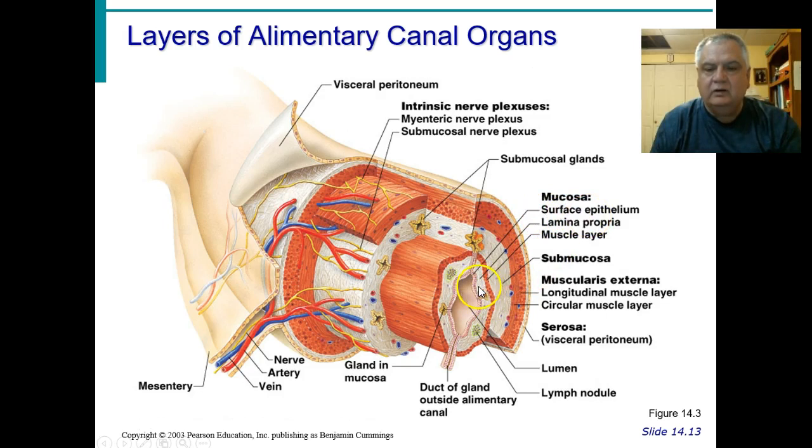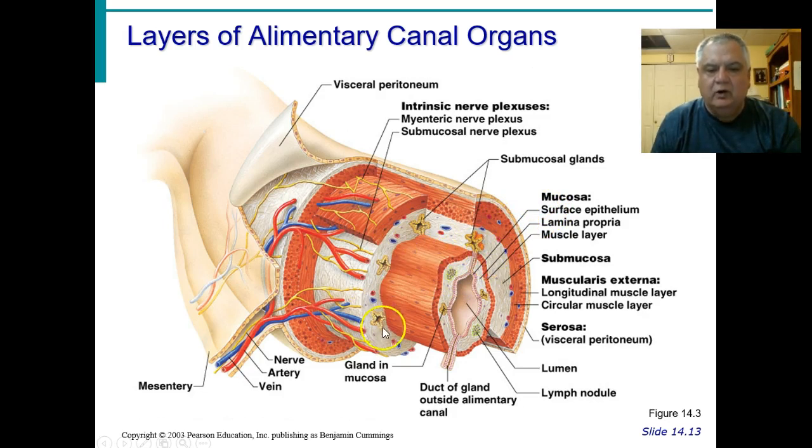Then we see a thin layer of connective tissue, the lamina propria, and then we see a thin, smooth muscular layer. You can tell these are smooth muscles. You can see the spindle fibers that are there. These three components, the surface epithelium, the simple columnar epithelium, the lamina propria, and the thin, smooth muscle layer make up the first layer of the alimentary canal organ, the mucosa.